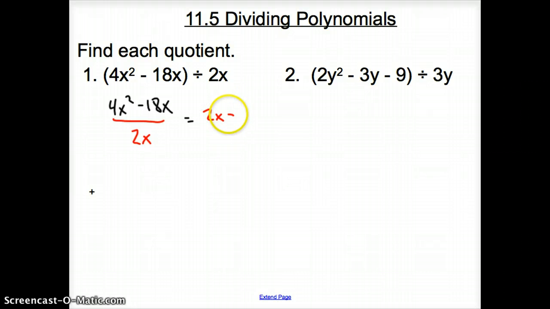And then we have a minus, and now we move on to this guy where 18 divided by 2 is a 9, and then x divided by x is a 1. I'm not going to put that down, so our final answer is 2x minus 9.